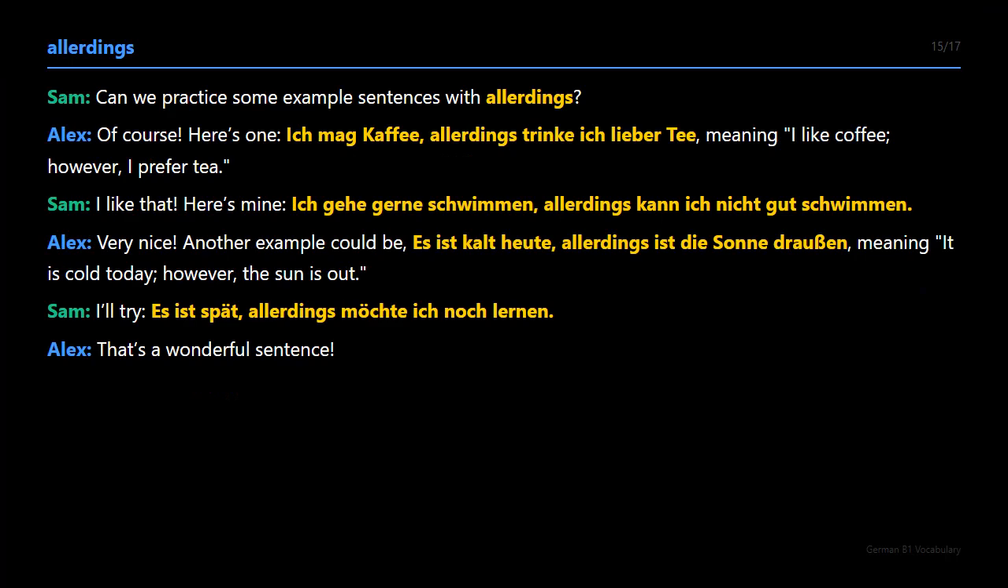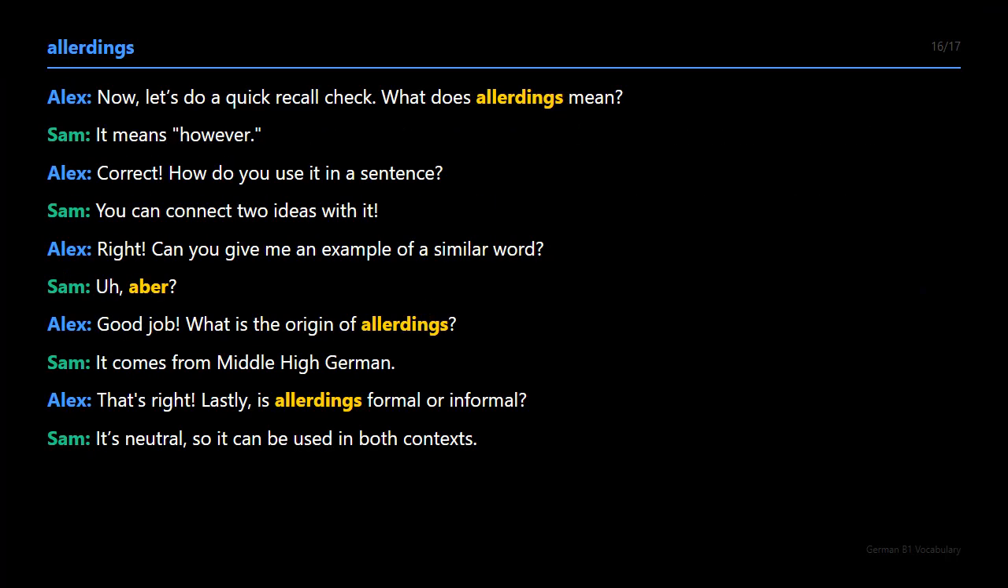That's a wonderful sentence. Now, let's do a quick recall check. What does allerdings mean? It means however. Correct. How do you use it in a sentence? You can connect two ideas with it. Right. Can you give me an example of a similar word? Aber. Good job. What is the origin of allerdings? It comes from Middle High German. That's right. Lastly, is allerdings formal or informal? It's neutral, so it can be used in both contexts.